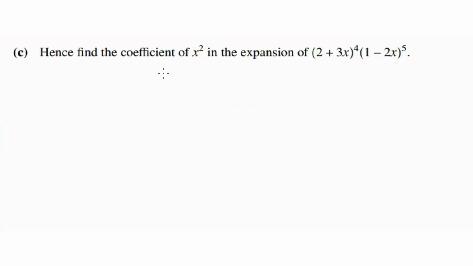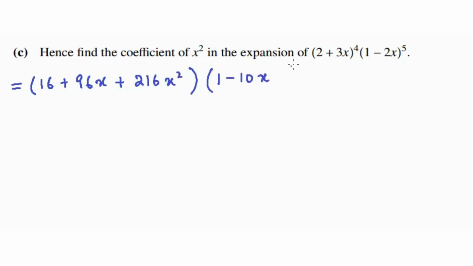Now it says, hence find the coefficient of x^2 in the expansion of (2 + 3x)^4 times (1 - 2x)^5. Since the term hence is used over here, that means we'll have to use our answers from the previous parts. So we'll use the expansions, and it's going to be (16 + 96x + 216x^2) times (1 - 10x + 40x^2).